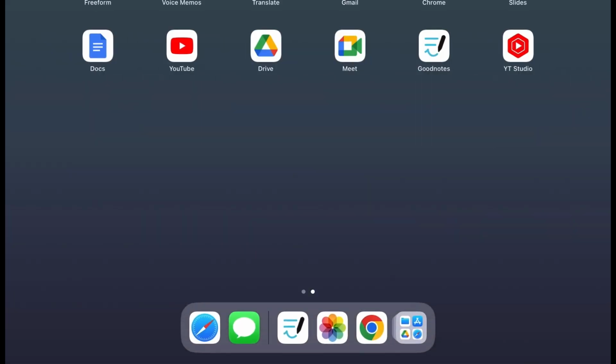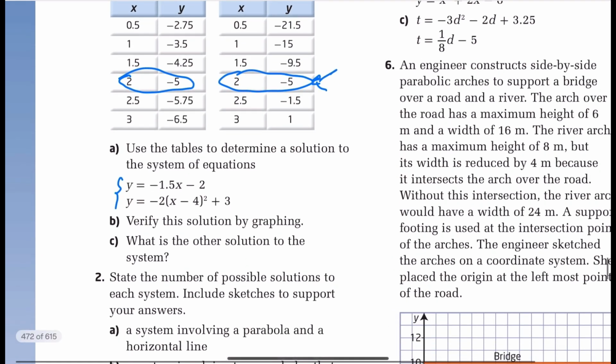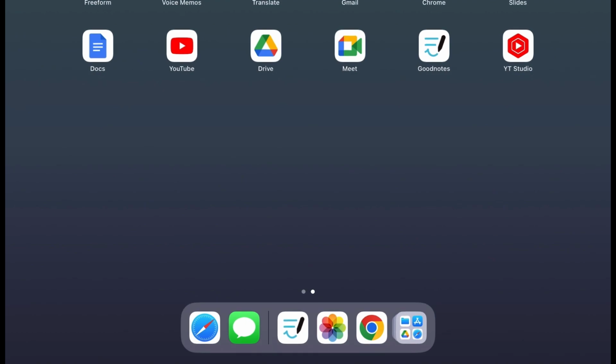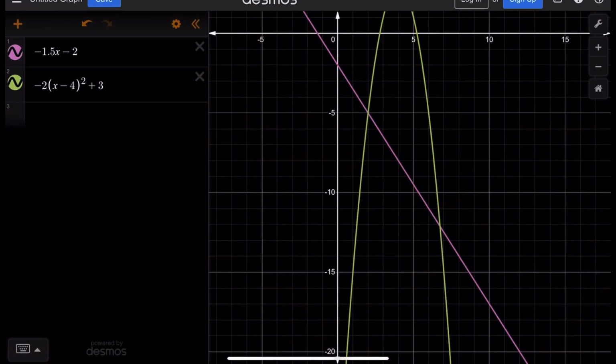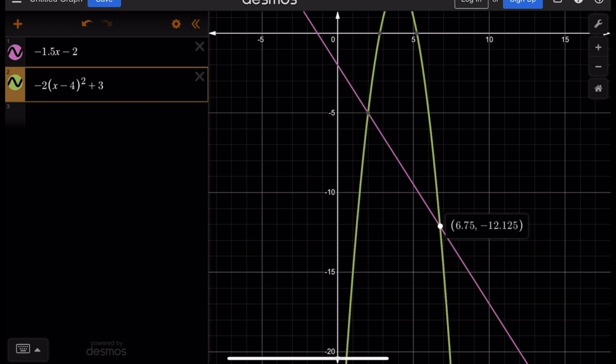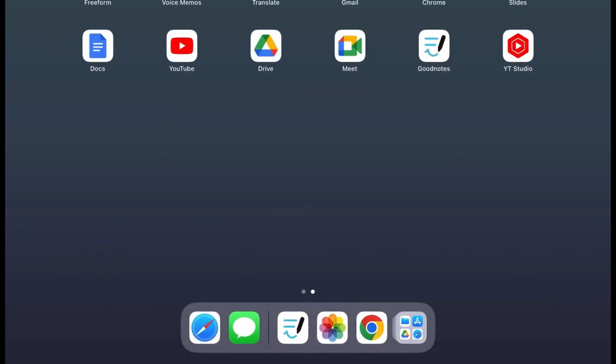The other question is, what is the other solution to the system? To see that, go back to the graph and look for the other intersection. So this is the other intersection. If you look at the intersection between the two graphs, you will see x is 6.75 and y is minus 15.125. Good.